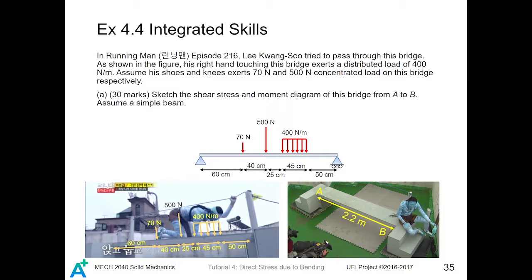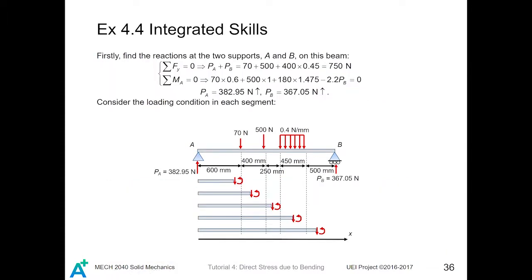So his shoes here have a load of 70 Newtons, while his knee gives a 500 Newton load onto the bridge. Sketch the shear force and moment diagram of this bridge from point A to B. Assume it is a simple beam. Well, firstly, we try to find the reactions at the two supports A and B.